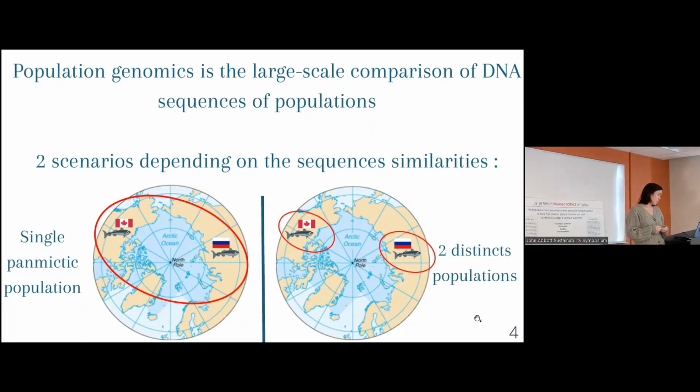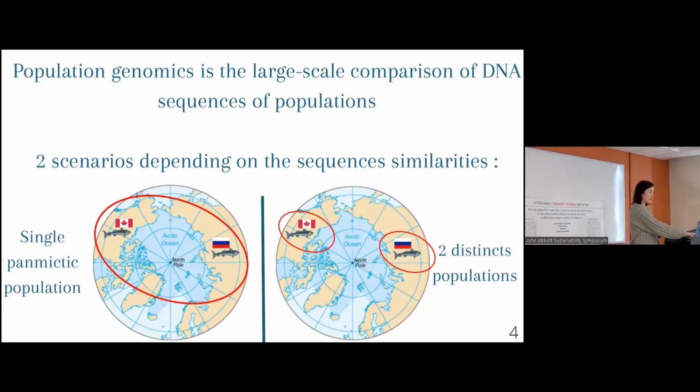And this is really important for management issues. Because in the first case, you will have to consider your population as a whole, so you will have only one management plan, whereas in the second case, you will have to put in place two different plans that consider the specificity of each population. And it's very important because if you lose one of the populations, you will lose a lot of genetic diversity, and that's really the last thing you want when you're dealing with conservation.